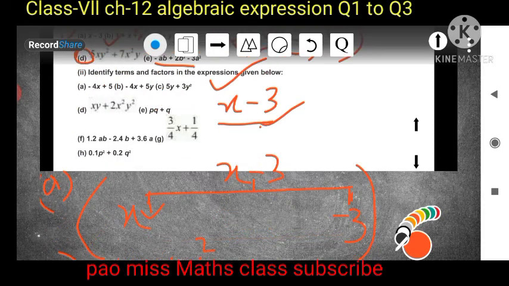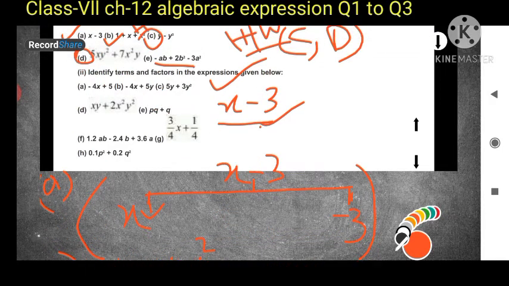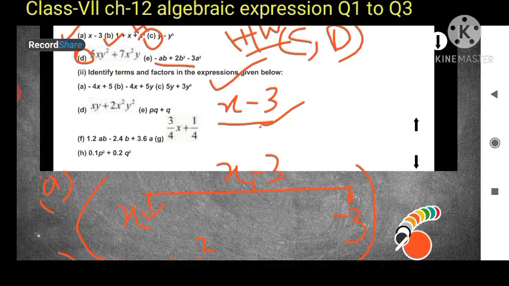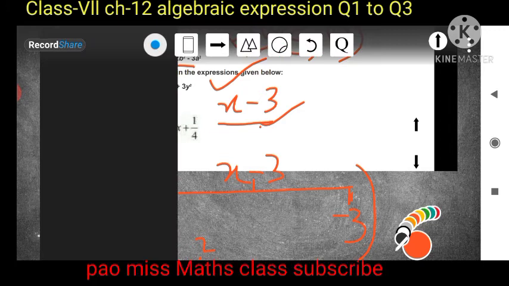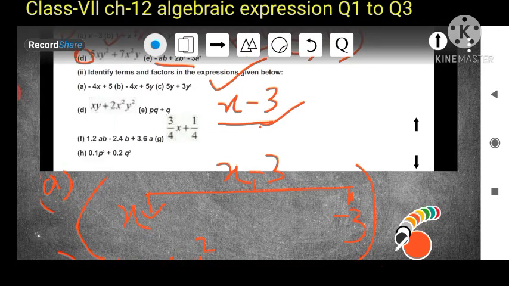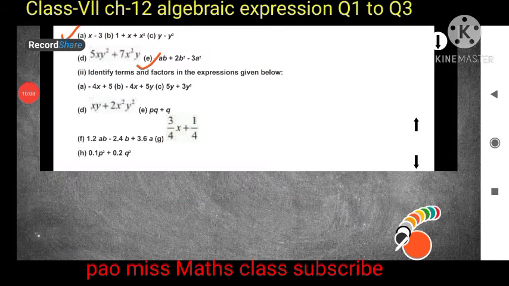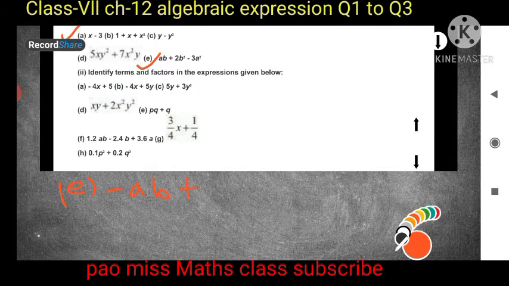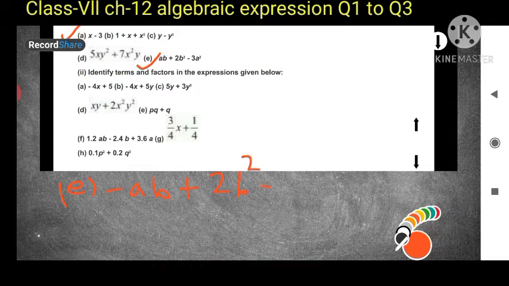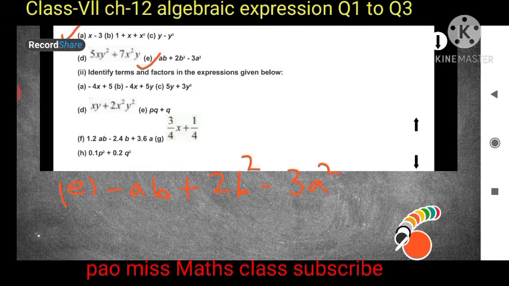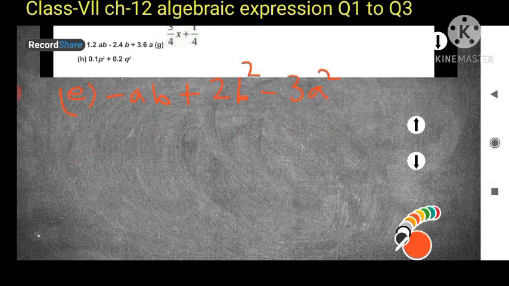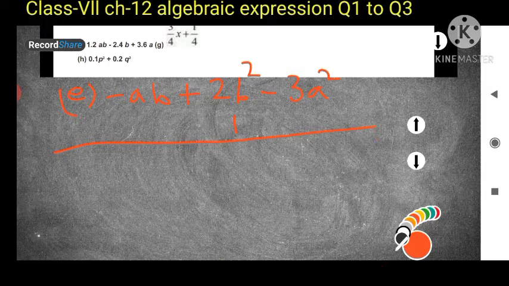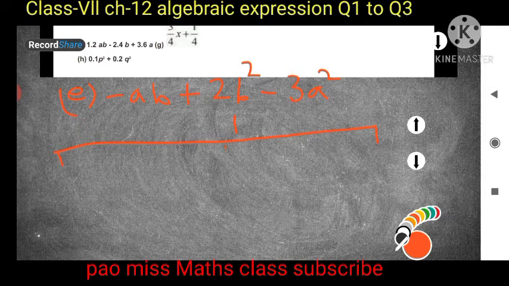Now what is the question given here in E? The question is given: minus AB plus 2B square minus 3A square. Now we have to draw the factor tree for this expression, isn't it? So first you will divide this into parts. How many terms are there? There are 3 terms, isn't it?